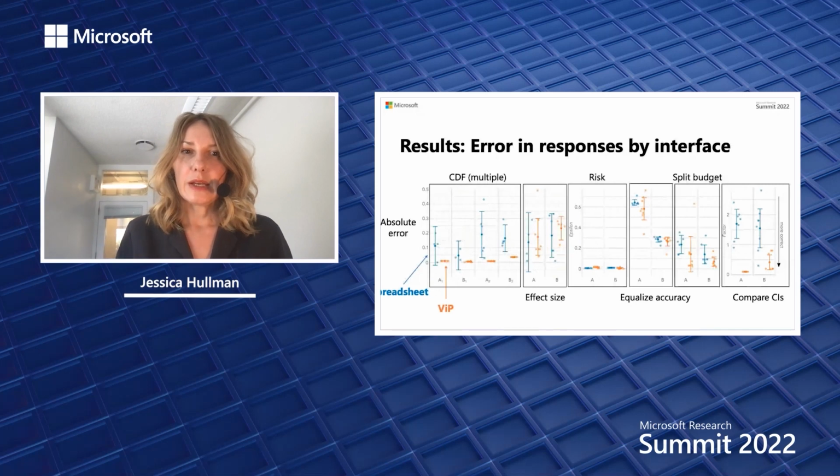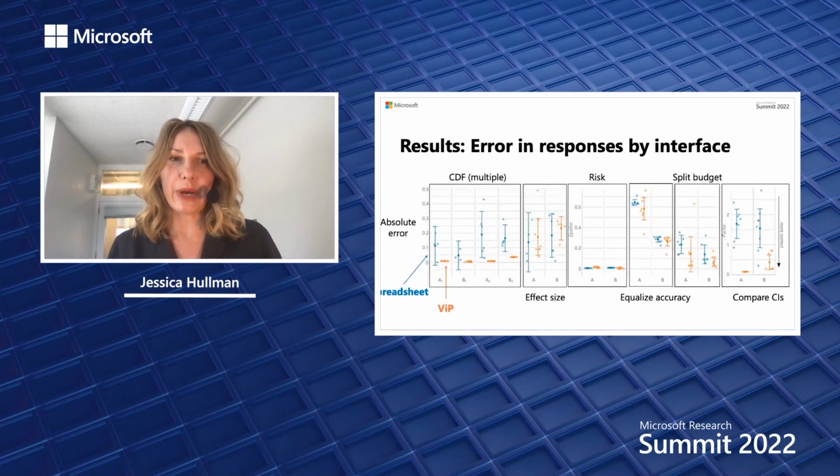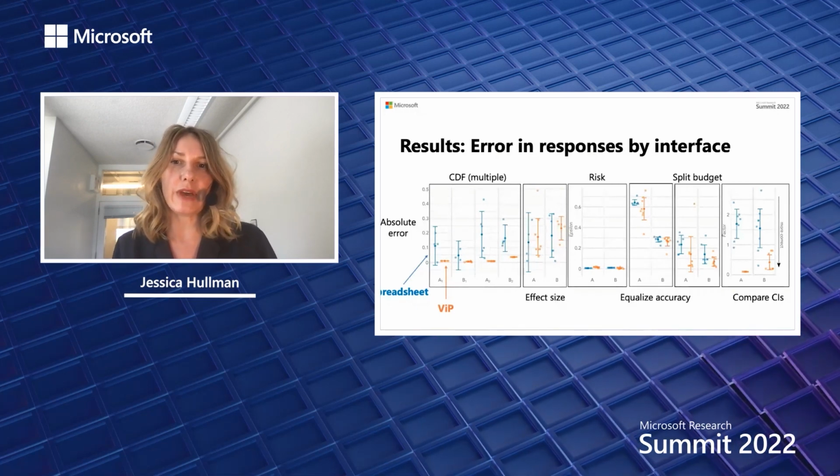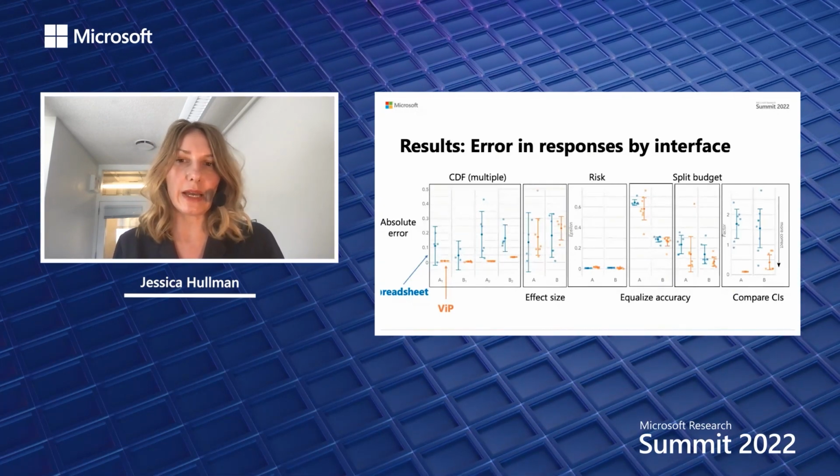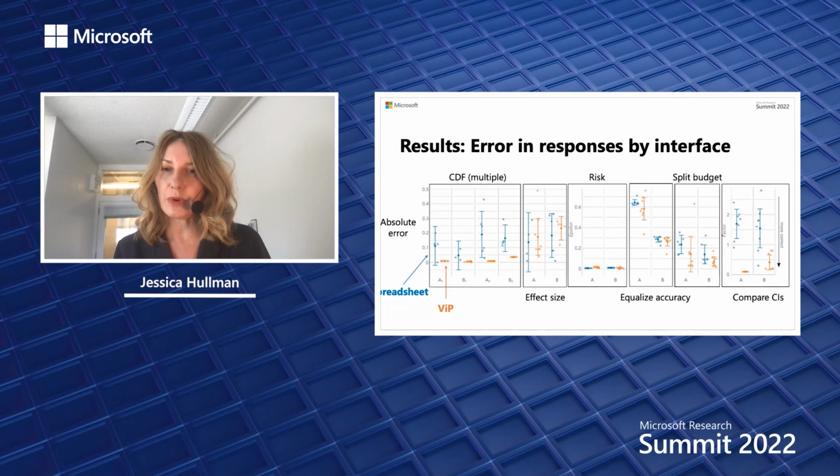So here's a plot of our results split by question type. We're seeing absolute error on the y-axis here, which is in probability units for the CDF and the effect size questions. It's in epsilon units for risk, equalizing accuracy, and budget splitting questions. And it's in multiplicative factor units for the comparing CI question. Across multiple question types, we see less bias and lower variance with VIP compared to using the SMART spreadsheet.